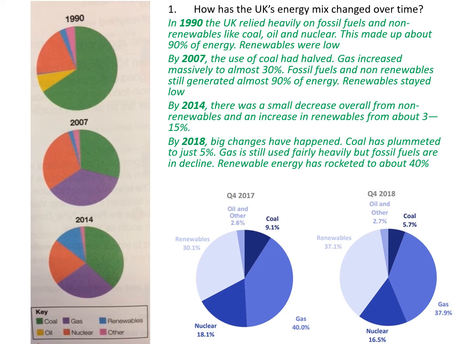Now I'm going to jump straight to 2018. By 2018, big changes have happened. Coal has plummeted to just 5%. Gas is still used fairly heavily, but fossil fuels are in decline. Renewable energy has rocketed to about 40%. Okay, so that's describing the pie charts, trying to put things into categories, using numbers and manipulating the data. And that would be like a level 9 answer.